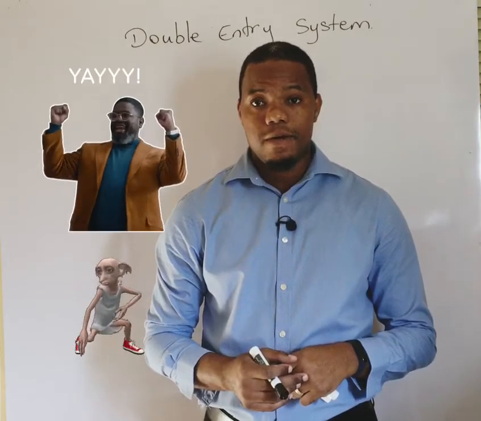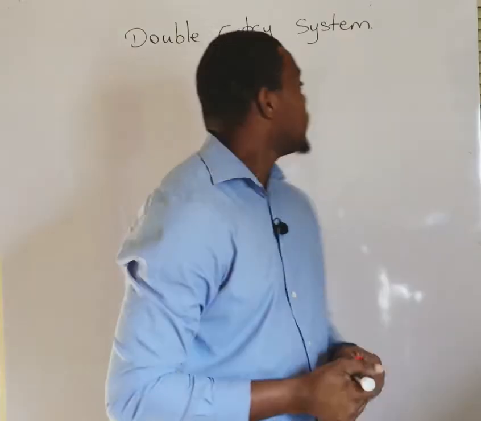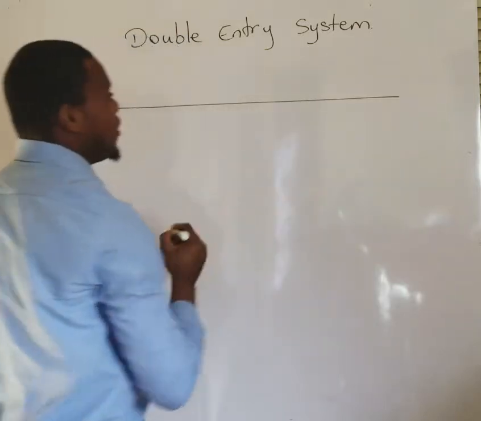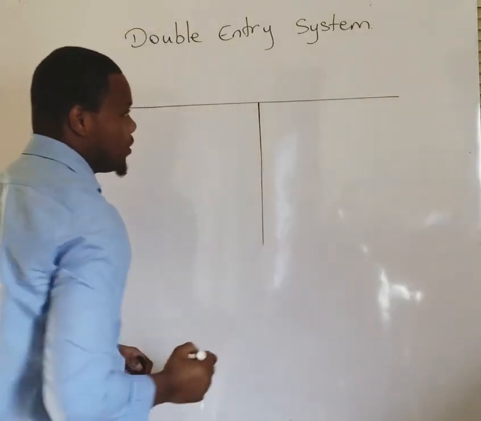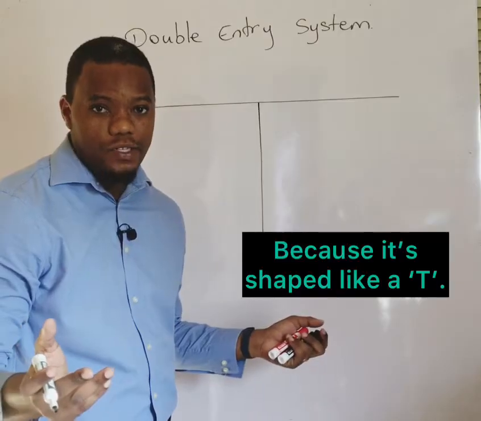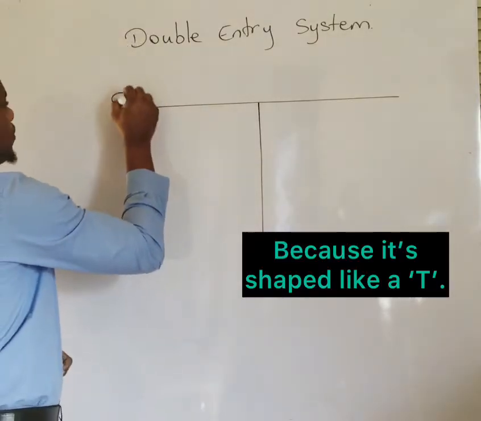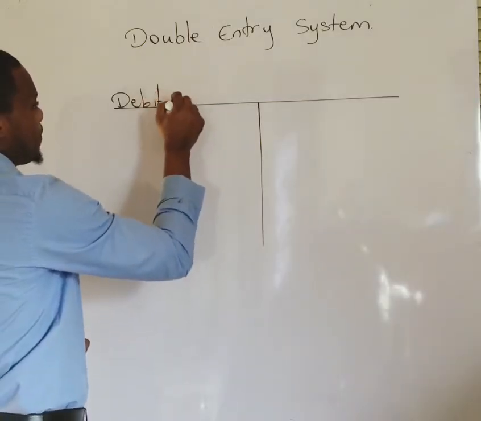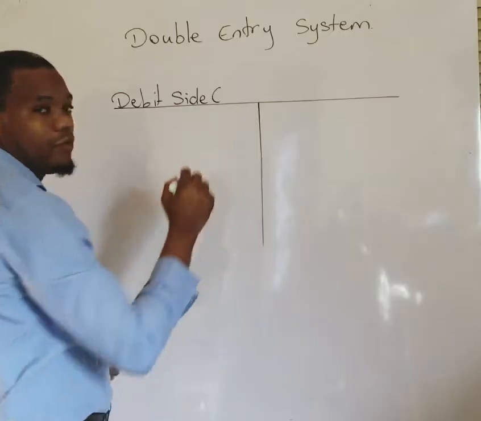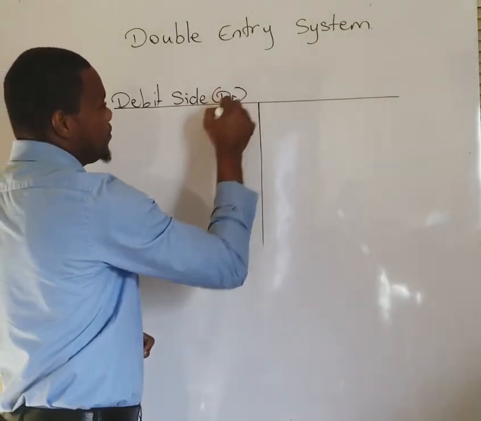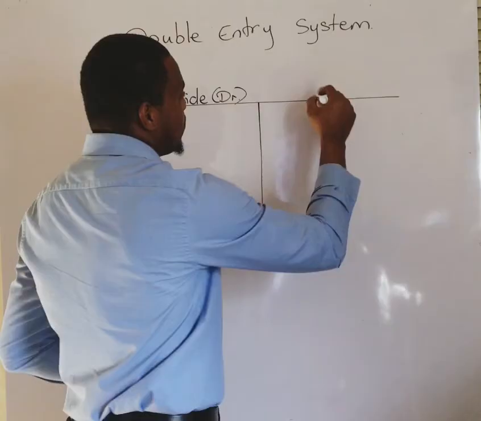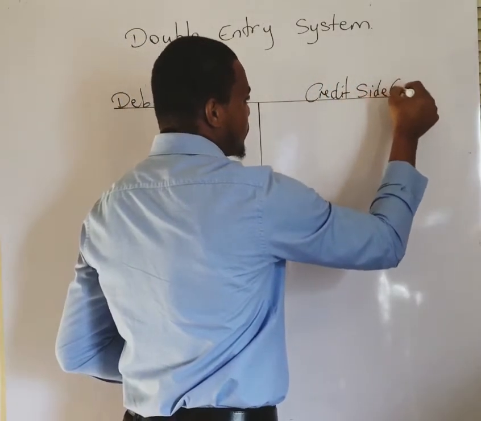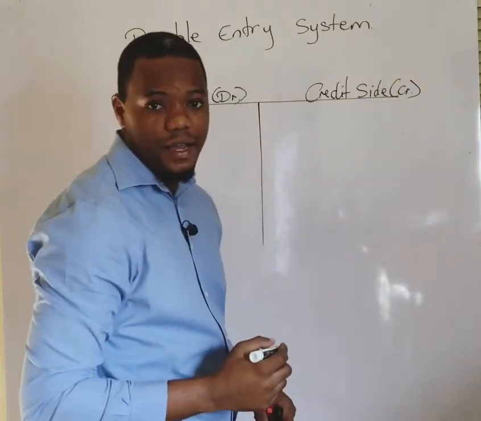All right, so what I'm going to be doing is showing you a double entry account. The double entry account sometimes is called a T account, and there's no secret as to why it is called a T account. The left side is what we call the debit side, and we abbreviate it by writing DR, and the right side is called the credit side. It is abbreviated by a CR.